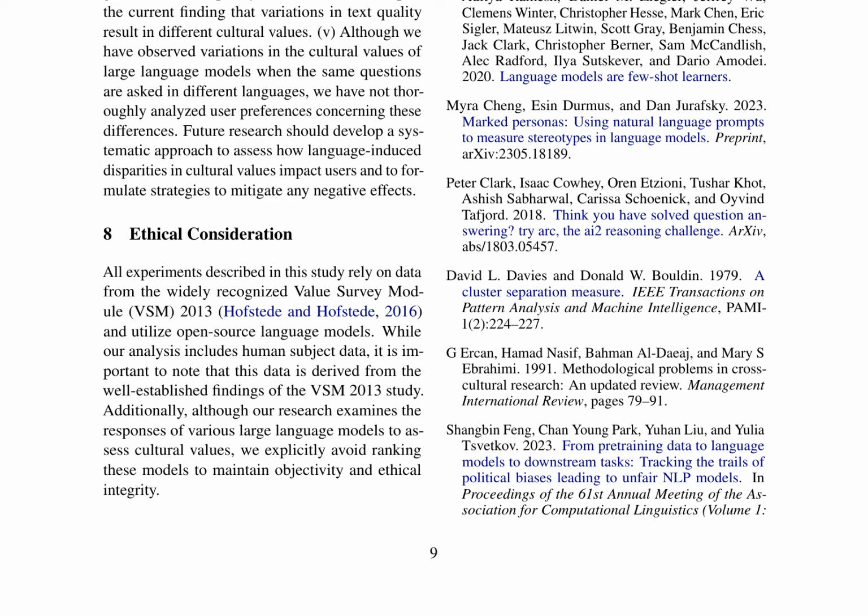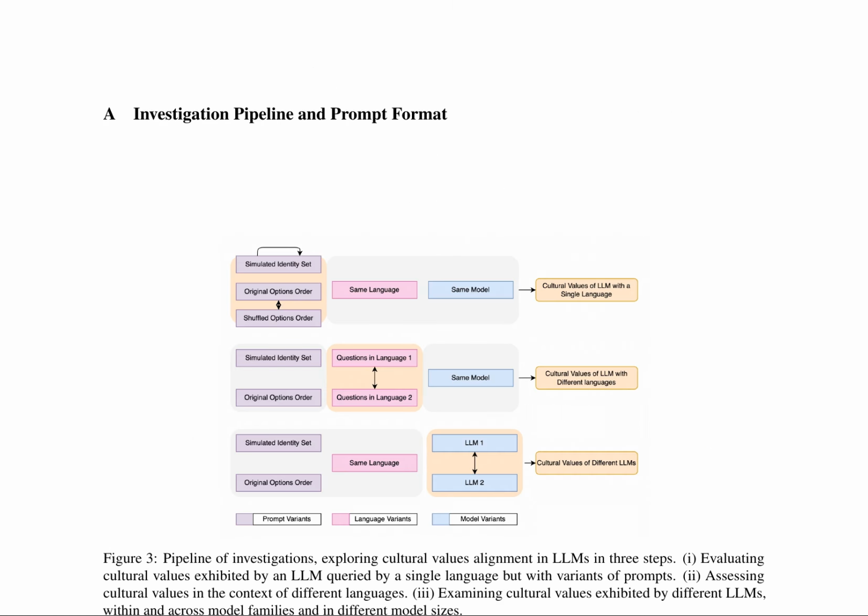To investigate cultural values alignment in LLMs, the research outlines an investigation pipeline involving querying with variants of prompts, assessing cultural values in different languages, and examining values across model families and sizes. The prompt format is detailed, with syntax copied from the original question in the questionnaire. This setup is used for VSM 2013 testing, which involves approximately 9 types of questions. The study aims to understand how LLMs perceive and respond to cultural values, shedding light on their capabilities and limitations in this regard.